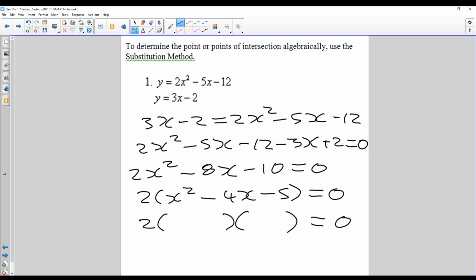Yes, go ahead. Minus 1 and 5. I'm going to write that down. So x minus 1 and x plus 5. Okay, let's test that out. When I multiply those two numbers, I get minus 5. Check that box. That's good. When I add them up, do I get minus 4?